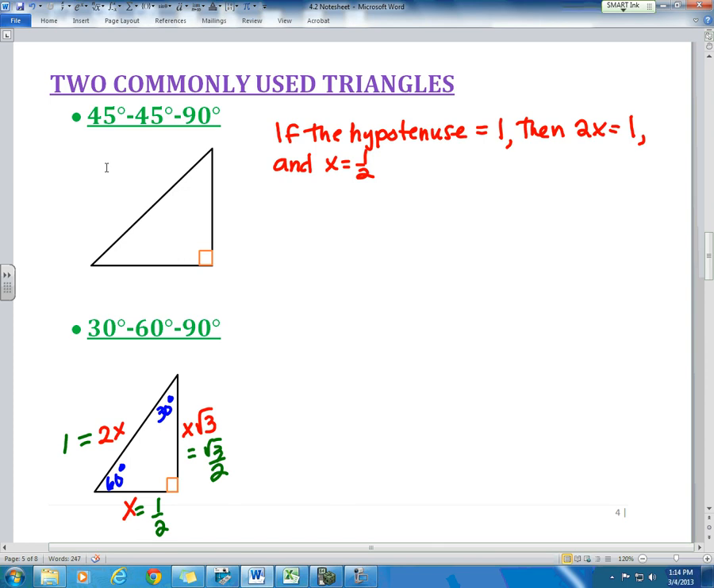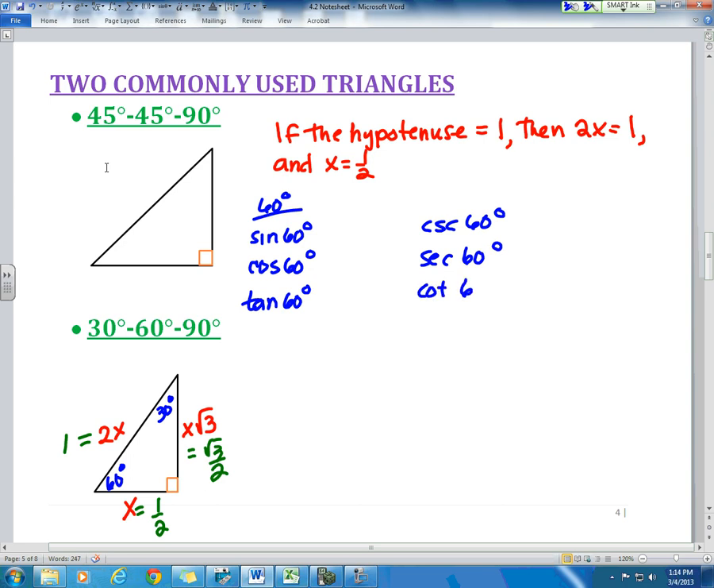So I'm going to look at the 6 trig functions first of all for a 60-degree angle. So sine of 60 degrees, cosine of 60 degrees, tangent of 60 degrees, and then cosecant of 60 degrees, secant of 60 degrees, and cotangent of 60 degrees. All right, so sine we know is opposite over hypotenuse. So if this is my 60-degree angle, the side opposite is radical 3 over 2 over the hypotenuse, which is 1. So that leaves us with radical 3 over 2.